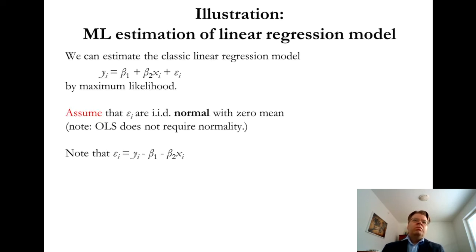When we go to this distribution of epsilon, it's convenient to notice that we can always rewrite the regression equation so that epsilon is equal to y minus beta 1 minus beta 2 times x. Then we can take this epsilon and plug in this other, more deterministic part of the regression equation within the known density function of the normal distribution.